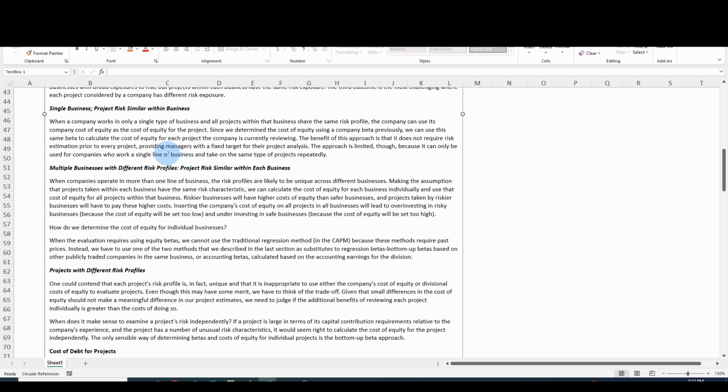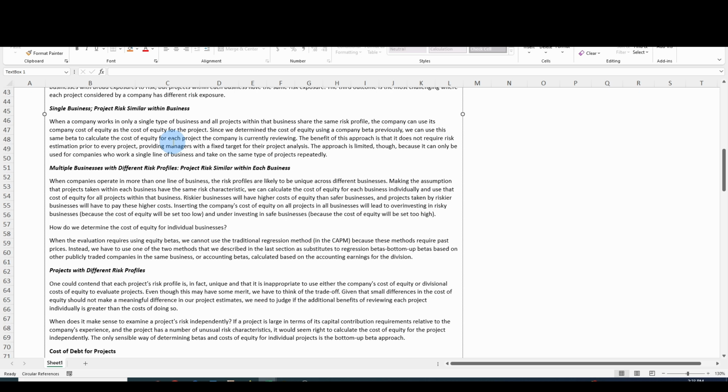Single business, project risk similar with business. When a company works in only a single type of business and all projects within that business share the same risk profile, the company can use its company cost of equity as the cost of equity for the project. Since we determined the cost of equity using a company beta previously, we can use this same beta to calculate the cost of equity for each project the company is currently reviewing.